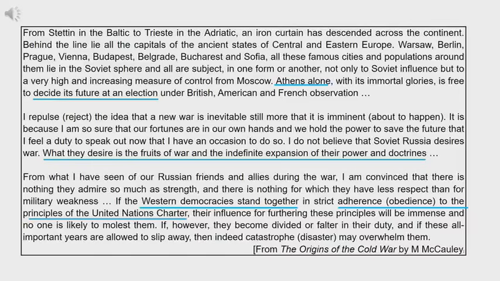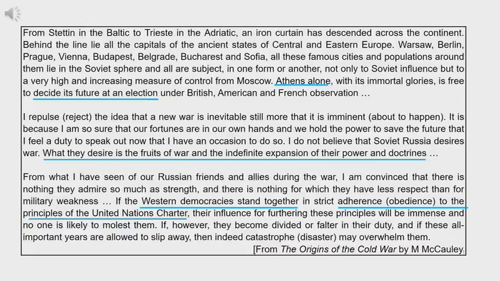From Stettin in the Baltic to Trieste in the Adriatic, an iron curtain has descended across the continent. Behind the line lie all the capitals of the ancient states of Central and Eastern Europe. Warsaw, Berlin, Prague, Vienna, Budapest, Belgrade, Bucharest and Sofia, all these famous cities and populations around them lie in the Soviet sphere, and all are subject in one form or another, not only to Soviet influence, but to a very high and increasing measure of control from Moscow.